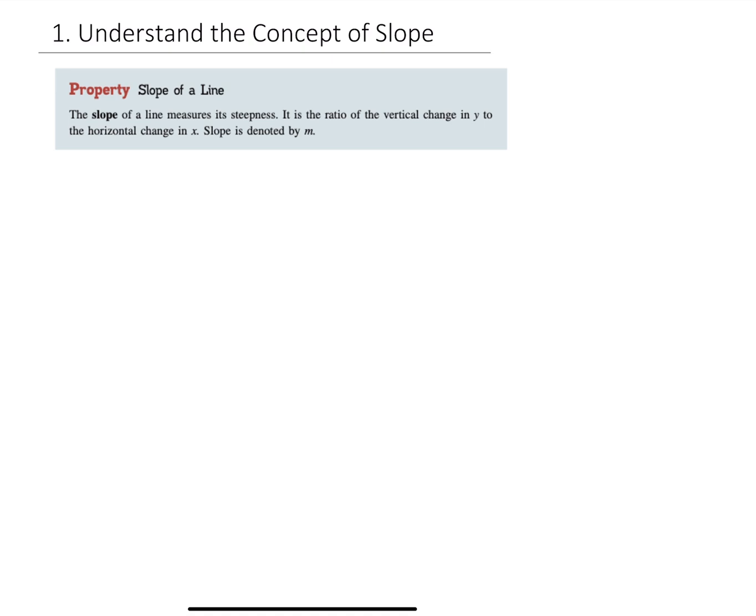So let's see how they define it. The text says the slope of a line measures its steepness. It's the ratio of vertical change in y to the horizontal change in x. And then we typically use the letter m to describe the slope. So let's think about what this means.